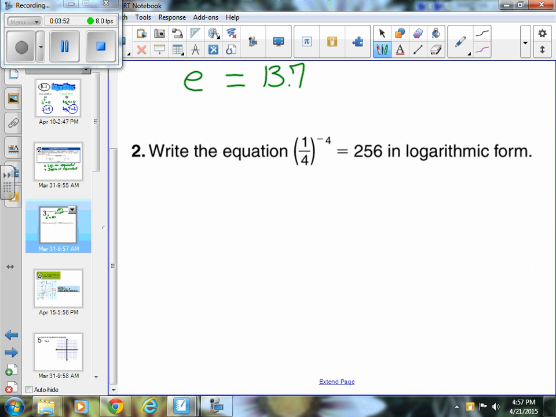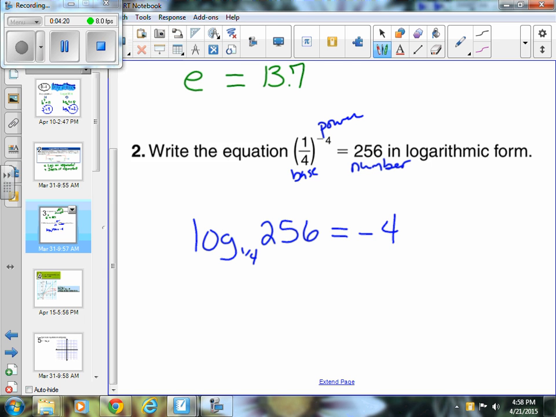A base, so 1/4, being raised to a power of -4 is giving you this number for your answer. Remember what a negative exponent means? Flip, so it's like 4 to the 4th. So what would that look like in log? Well, it would be log base 1/4, so that's a subscript, of the number 256 equals... when you think about just what that statement looks like, it's asking you: 1/4 raised to what power gives you 256? Well, what power? It's always the log, is -4.